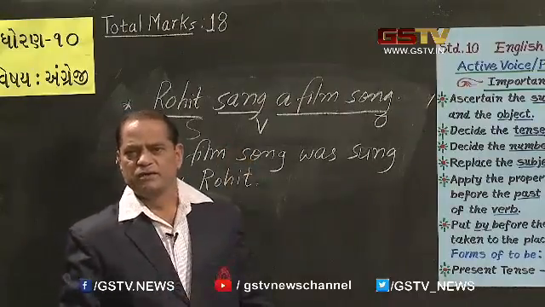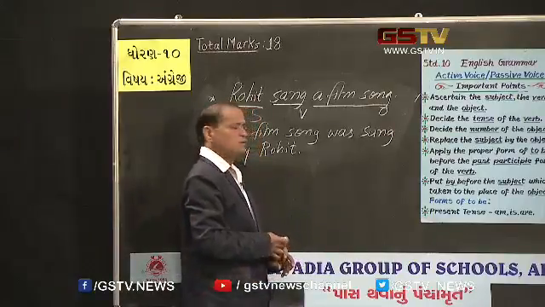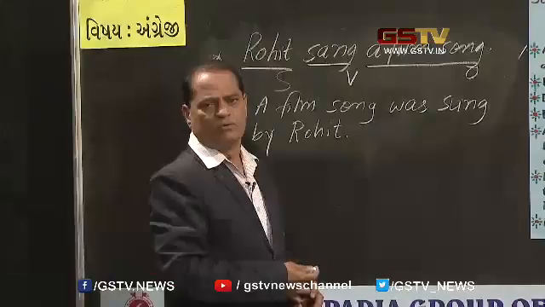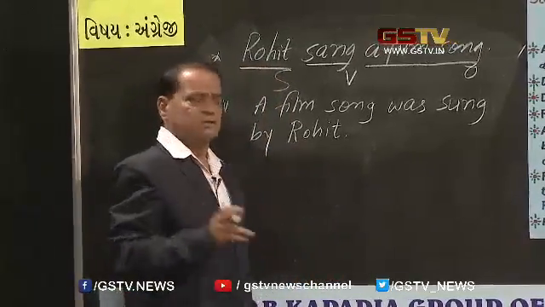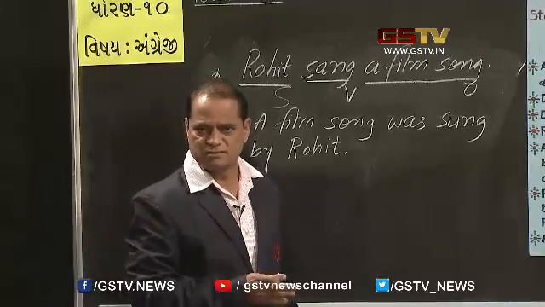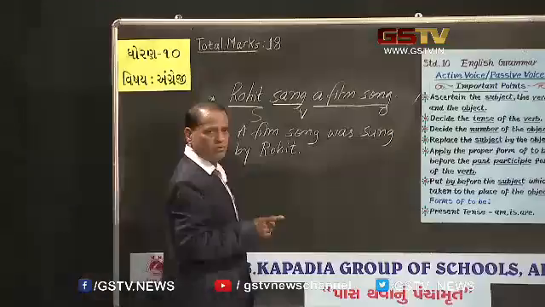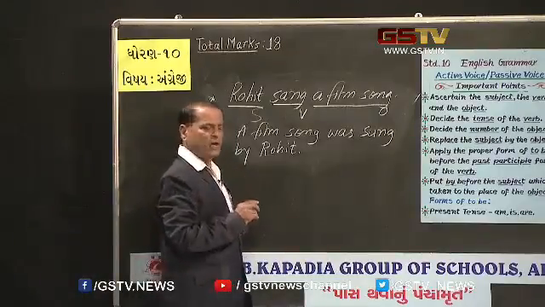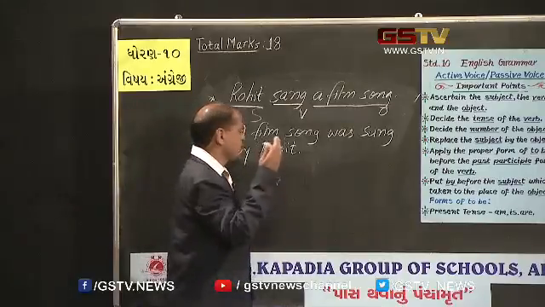Similarly, when the object is in plural number, we have to apply were in place of was. Suppose: Rohit sang film songs. Film songs is plural number. So, at that juncture we have to write: film songs were sung by Rohit.